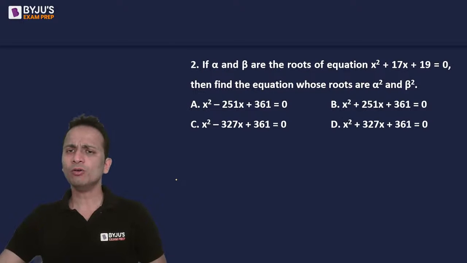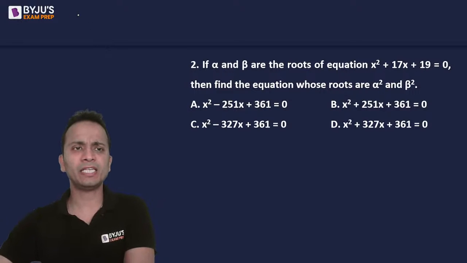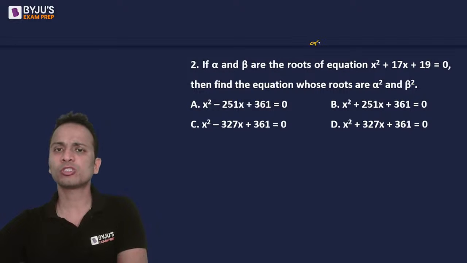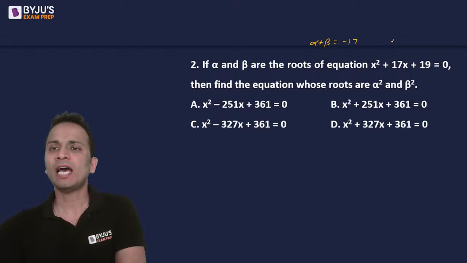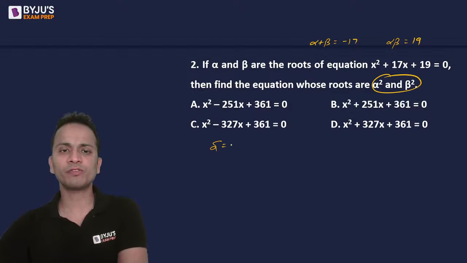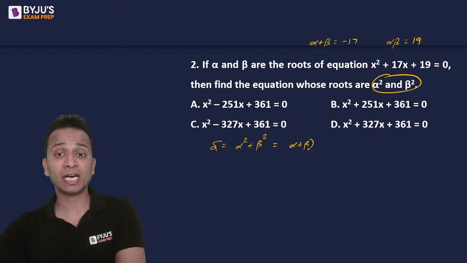Okay. Now, if I go by the conventional way, then I'll be writing the sum of the roots of the given equation as well as the product of the roots. So sum of the roots, alpha plus beta, is minus b upon a, that is minus 17, and alpha into beta is 19. Now the roots of the required equation are alpha square and beta square. So the sum of the roots of the required equation, that is alpha square plus beta square, can be written as alpha plus beta whole square minus 2 alpha beta.